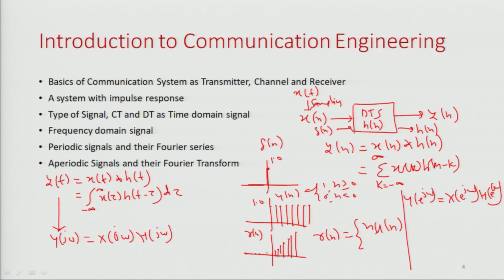I want to say that for any signal in the time domain, continuous time or discrete time, both signals have their frequency domain signal. For x(t) we have the frequency domain signal X(j omega), and for x[n] we have the frequency domain signal X(e to the power j omega).